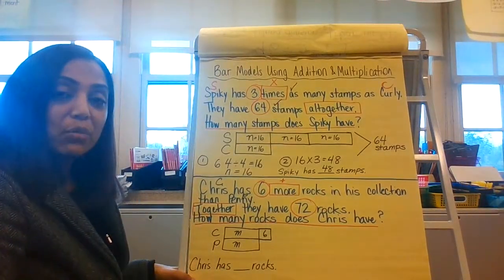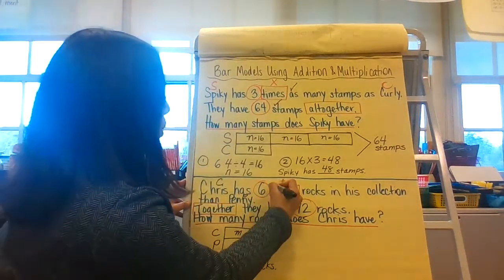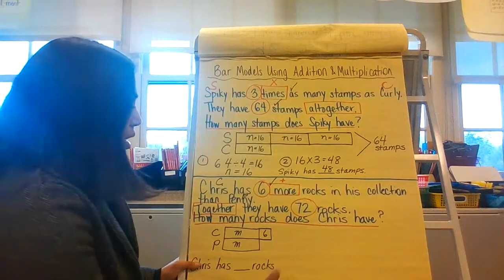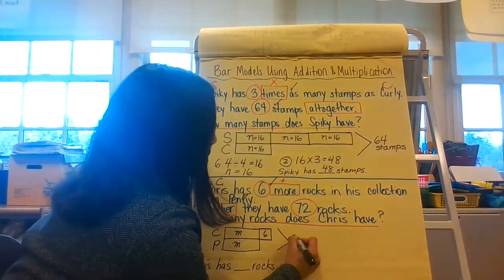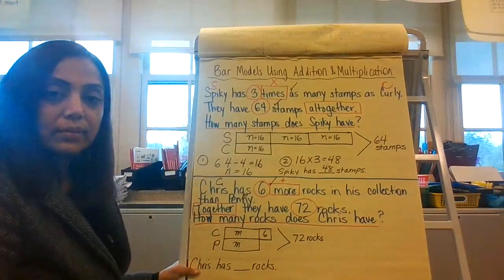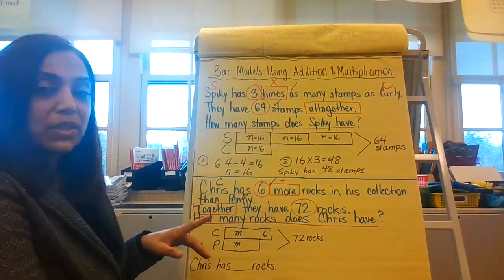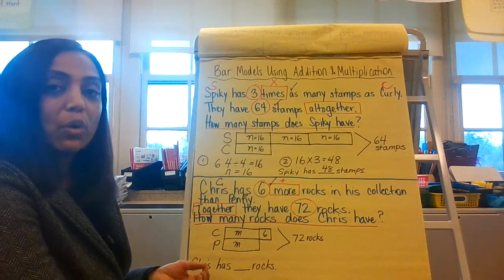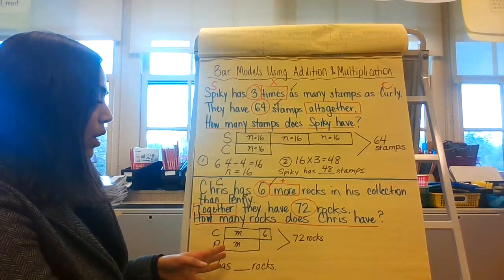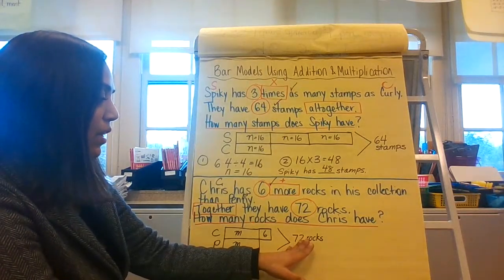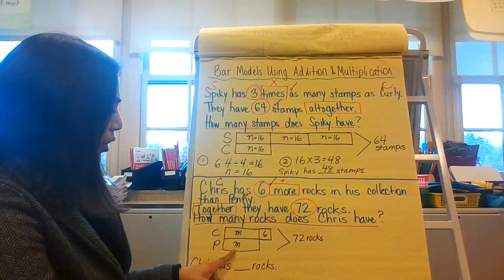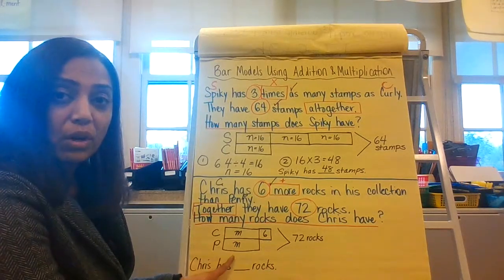Okay? And then you go on to the second part. It says together they have 72 rocks. So I'm going to show that. This is 72 rocks. And this is the part where I know some of you are like, well, we don't know what to do next. And that's okay. I shared, well, you have this information, 72. You have this information, the 6. What would you need to do to figure out these two? These two groups are equal.